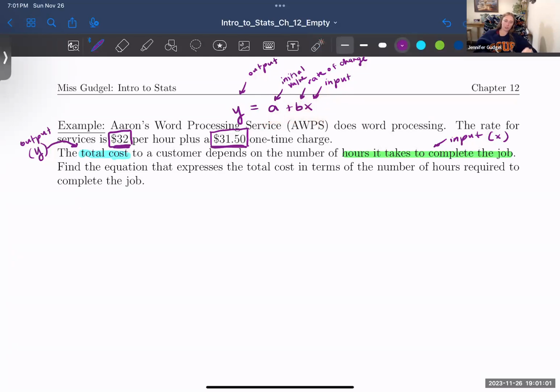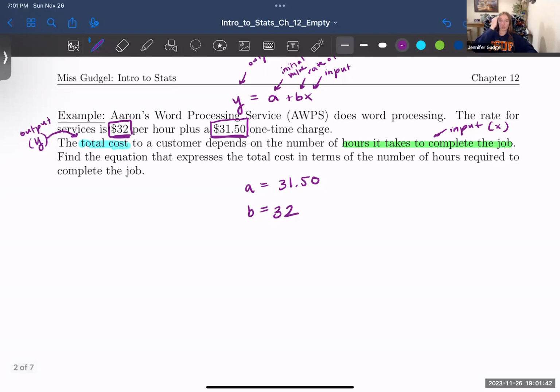And that's why in this case, A is the 31.50, because no matter what, if Aaron's word processing service is called and they come out, they get 31.50, even if they answer one question and they leave in less than 5 minutes. On top of that 31.50, for every hour that they work, they get an additional $32, meaning that every hour they work, they increase $32, which is why their slope is 32. They're increasing that $32 as they go through the entire process.